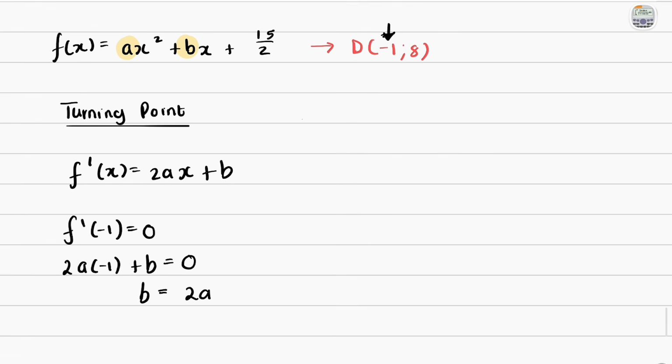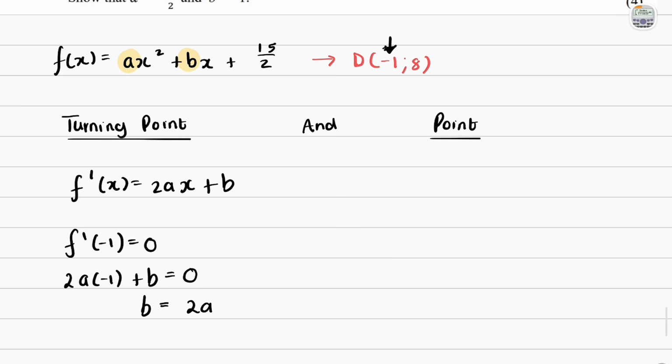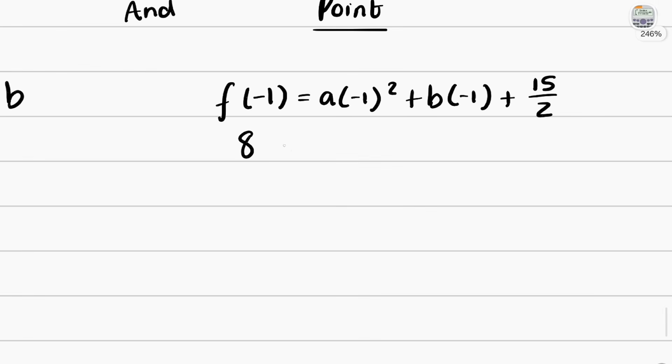And now the second way that we can use this point D is as an actual point on the graph. So we used it first as a turning point, now as a normal point on the graph. So we would use the actual graph of f. But in place of x, we'll substitute negative 1, and in place of y, we'll substitute 8. So we're saying f of negative 1 equals a times negative 1 all squared plus b times negative 1 plus 15 over 2. And then the y value that goes with this is 8. So 8 is equal to negative 1 all squared is 1, times 1 is a, and then b times negative 1 is negative b, plus 15 over 2.